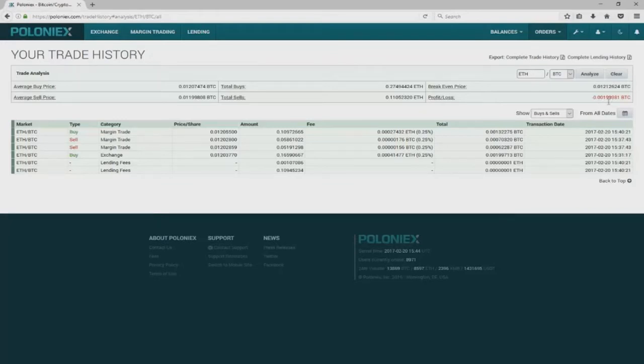0.0019, which I actually don't think is very accurate because that's all I have in my account. So yeah, I'm not sure if their trade history section is quite accurate at calculating this, but you'll have all your raw history right here.